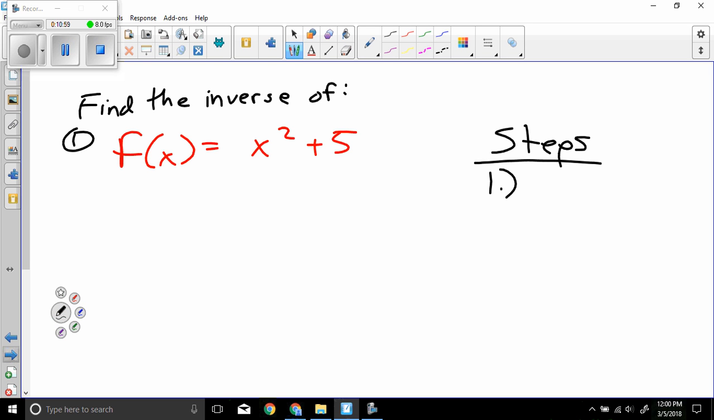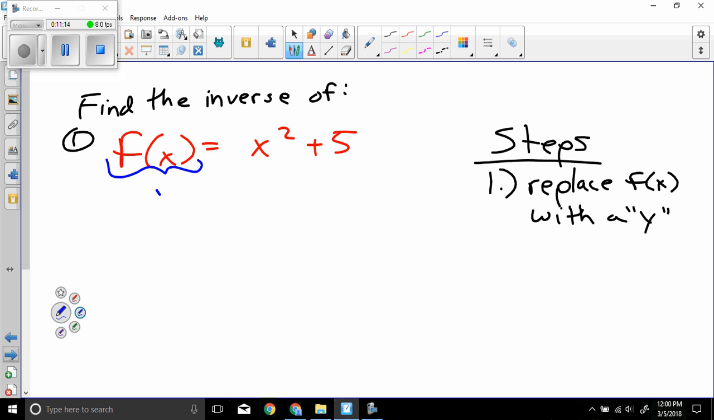First step, replace f of x with a y. That shouldn't be too bad. Okay, so I come over here. I want to replace this f of x right here with a y. So that's y equals x squared plus 5.